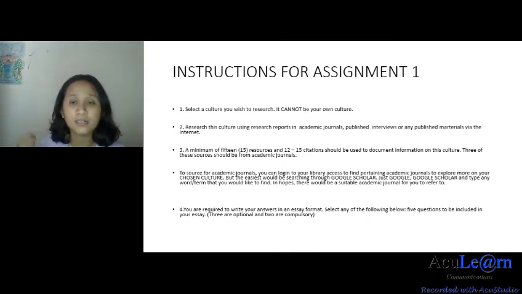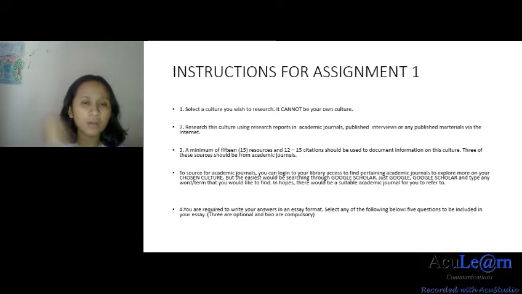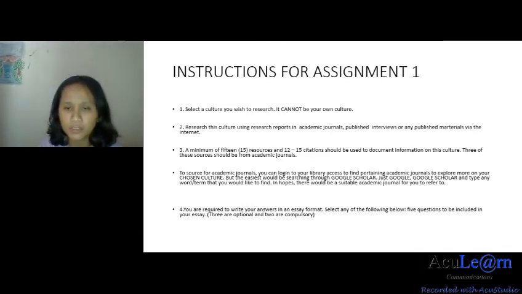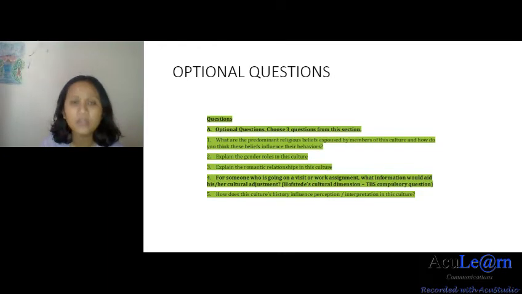format, not in a sub-point format, and select any of the following below. So there are optional questions and compulsory questions. We will go to that now. For the optional questions, you choose three from this section: the first one, predominant religious beliefs; second, gender roles; third, romantic relationships; cultural adjustment; or cultural history influence of perception.